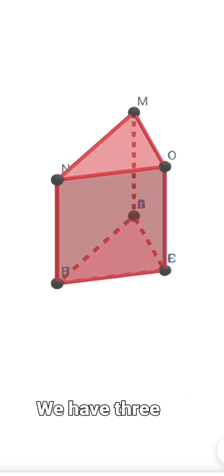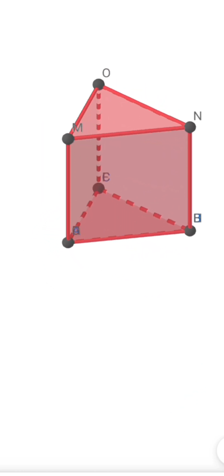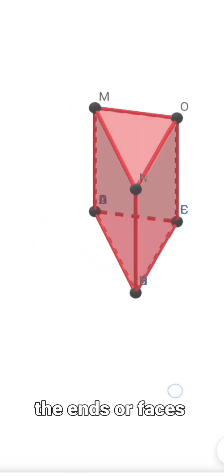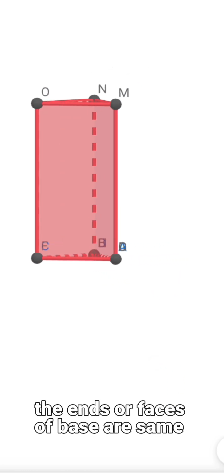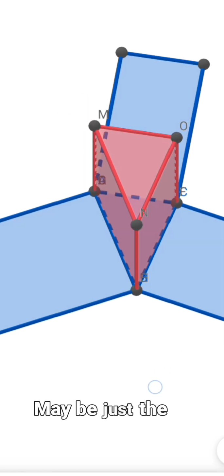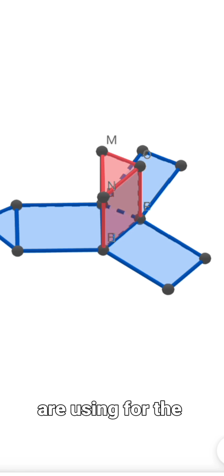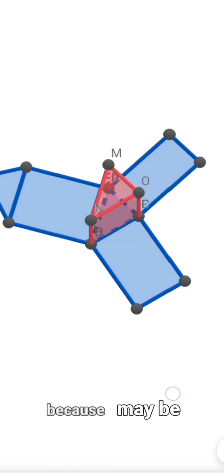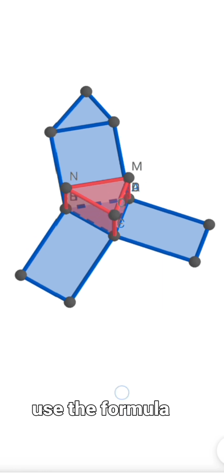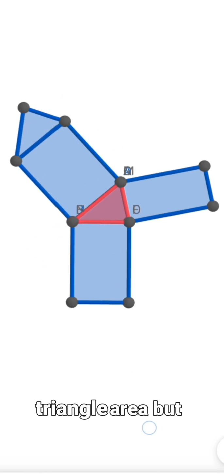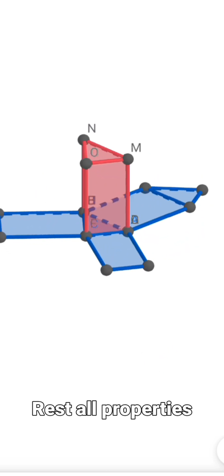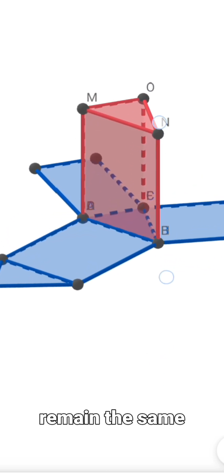We have 3 vertical surfaces. Though it is irregular, both the ends or faces of the base are exactly the same. What can be changed? Maybe just the formula you are using for the base triangle, because for an equilateral triangle you would be choosing to use the formula for the equilateral triangle area, but not for this one. Rest all properties and formulas will remain the same.